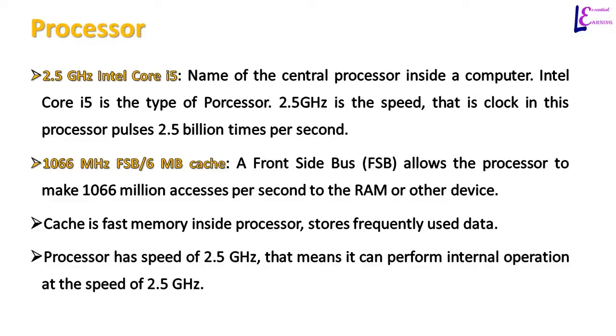Giga is equal to 1 billion. Hertz is the unit of frequency equal to cycles per second. So this processor's clock signal completes 2.5 billion cycles in 1 second. Intel is the name of the company that manufactures these processors. Core i5 is the name of the processor with multiple chips.